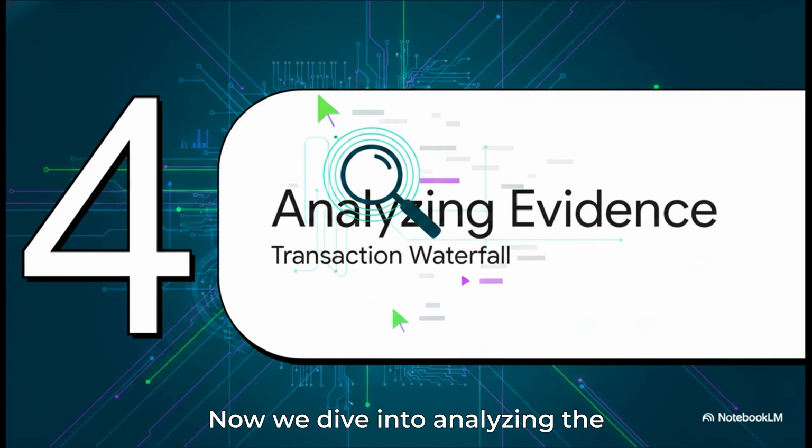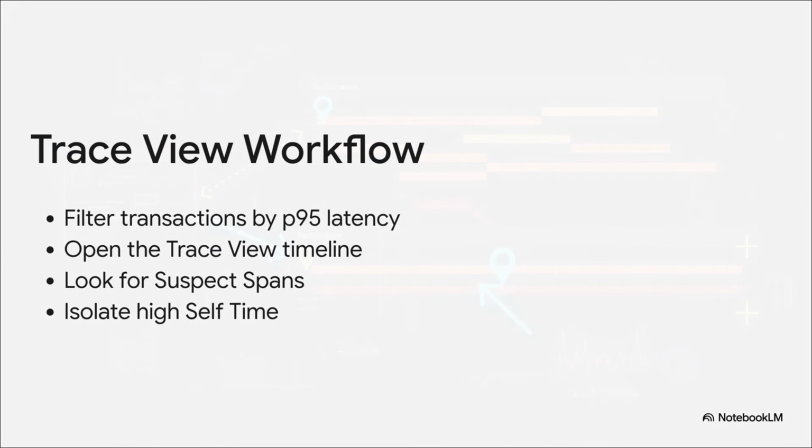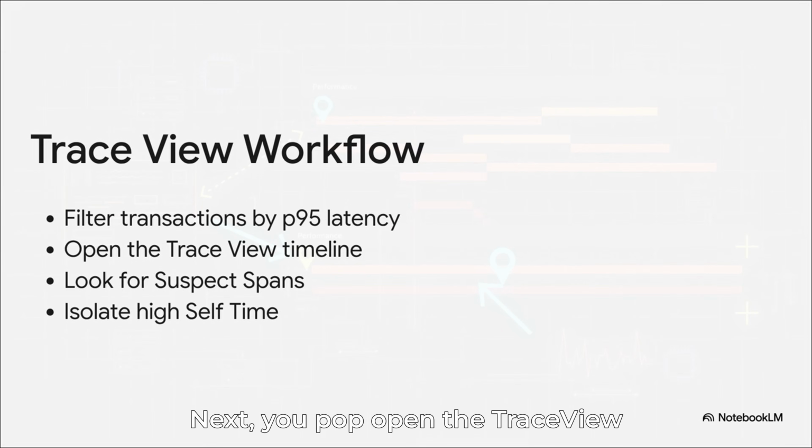Now we dive into analyzing the evidence, the transaction waterfall. Here is exactly how we hunt this down in Sentry. First up, filter your checkout transactions strictly by that P95 latency. Next, you pop open the TraceView timeline for one of these painfully slow events. Sentry automatically helps us out here. You just look for the suspect spans that the system already highlighted. Finally, isolate the operations eating up a ton of self-time. That's the time spent executing that specific span, not just waiting around for its children to finish.